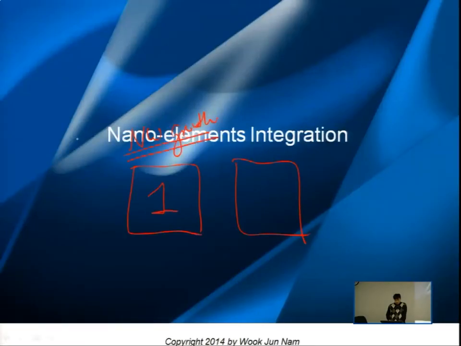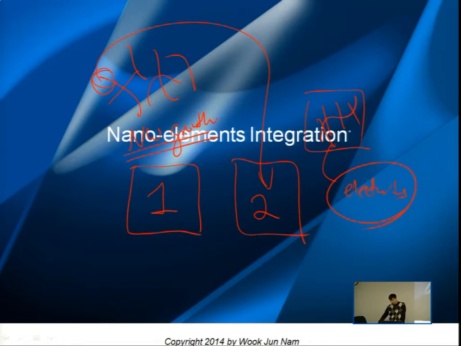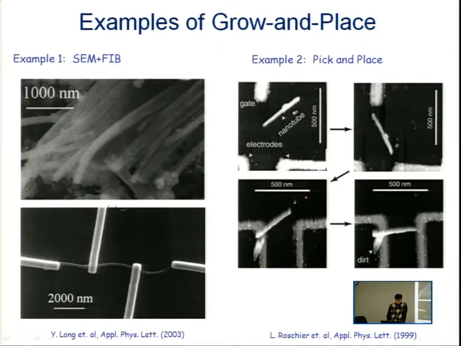So people pick some of the wires out to a blank substrate. Then, based on that isolated nanowire, people add some kind of electrode, and using that way, people can make the device out of this nanowire. But this method is not practical if you want to do high-throughput device fabrication. So what people are doing is this, the pick and place.